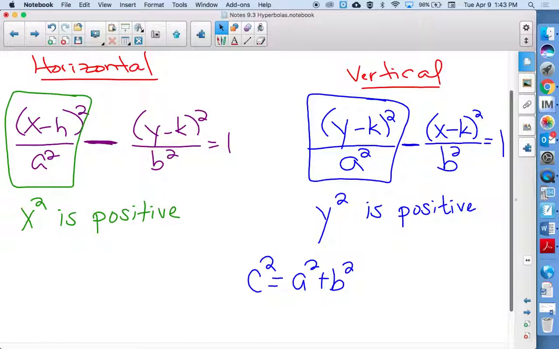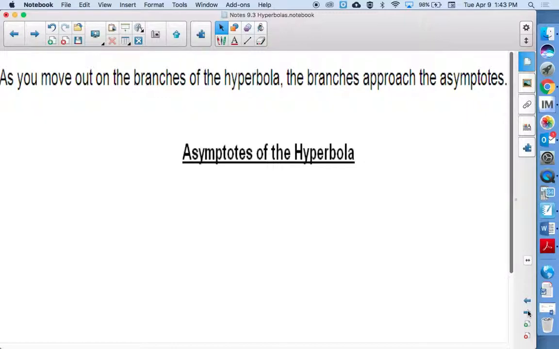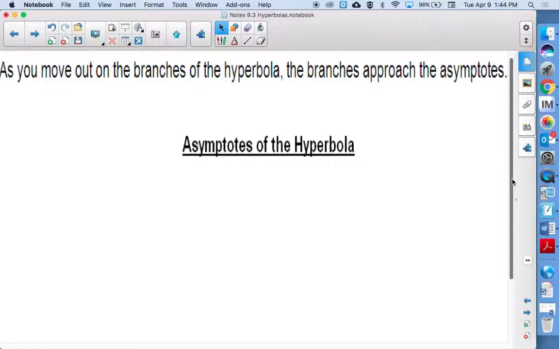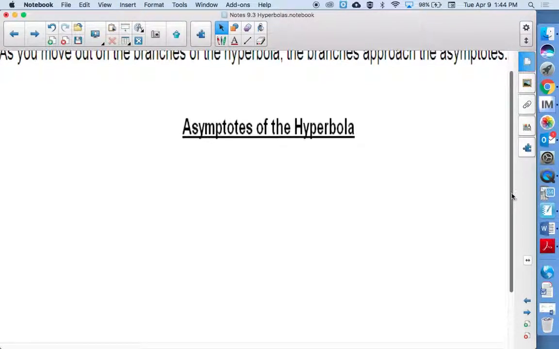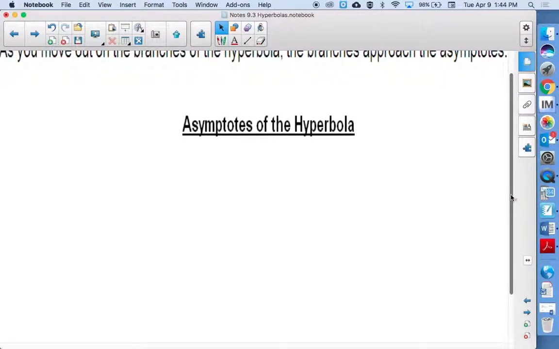So if you look at the top of the next page, each conic just kind of adds another piece. That's the evil thing about conics. It starts off easy. I got a circle, so warm and friendly. And then you keep adding all these extra little pieces. So it says, as you move out on the branches of the hyperbola, the branches approach asymptotes. So that kind of creates the width or the narrowness of the branches.